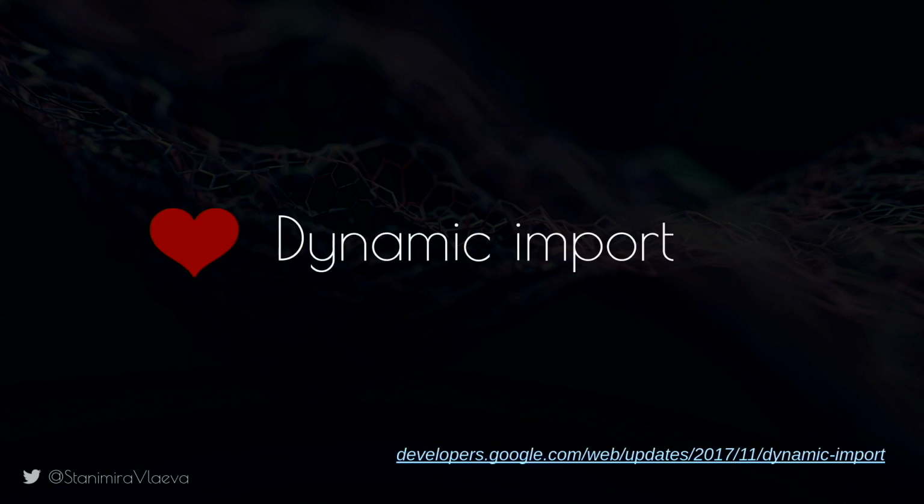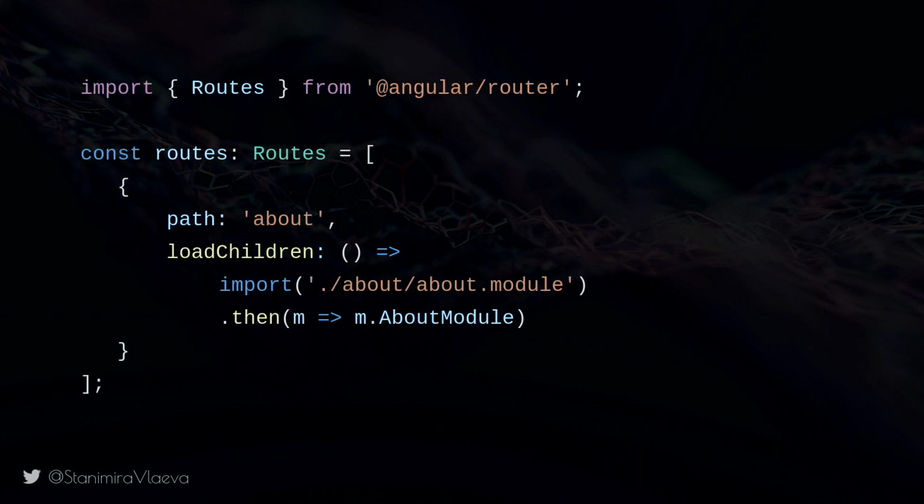And we also have dynamic imports. Pretty cool thing. The example that I'm going to show here is with lazily loaded modules and how you can define them with Angular 8. So we have loadChildren, widely known, and a function which returns import. Import is the dynamic import. We provide the path to the module, it returns a promise, and after the promise is resolved, we just grab the exported AboutModule from that module.